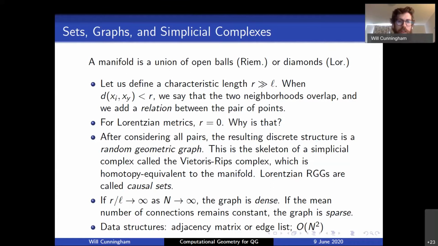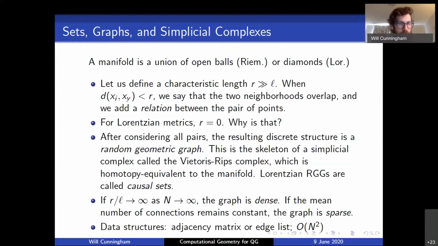So what we do is we say, given our point cloud of coordinates, for every pair of points, we look at the distance function given by the metric. And if it's less than some cutoff scale r, then we're going to say that the two neighborhoods overlap. Hence, they get a relation between that pair.